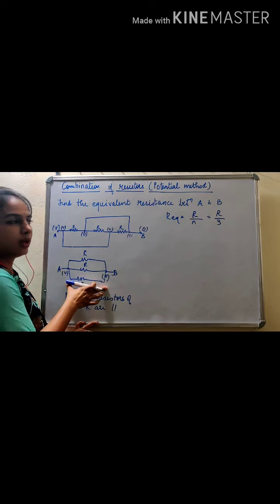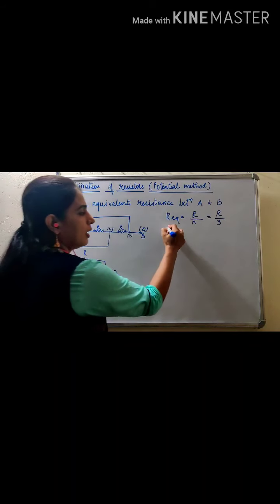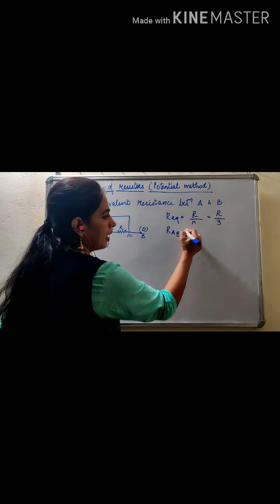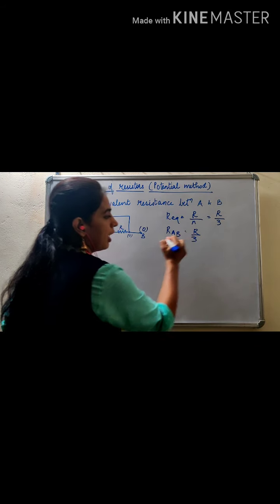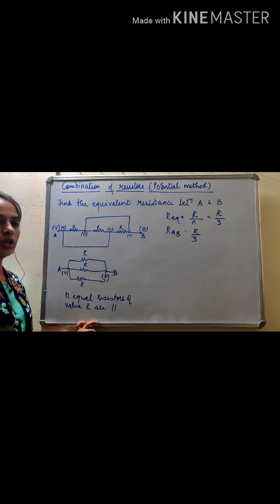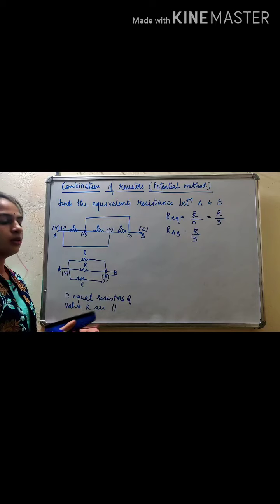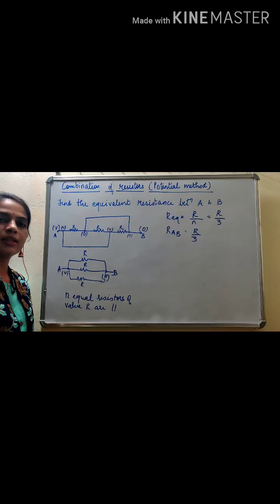What is the equivalent resistance between A and B? We can write R_AB is equal to R by 3, right? So using the potential method, this is how we can solve the combination of resistors. Let's take the next example.